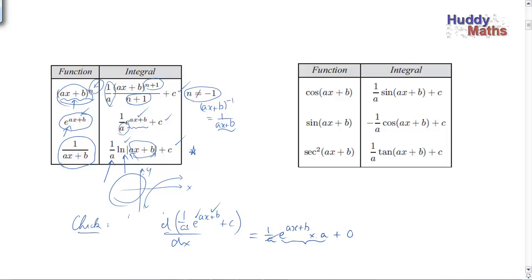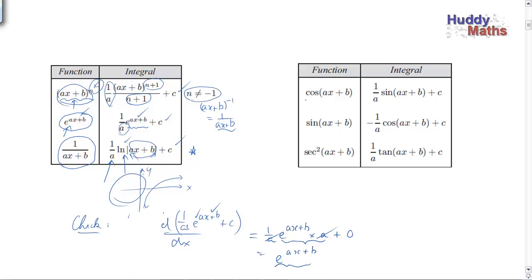Oh, that's why we had to divide by the a, so that we cancel that out and just get e to the ax plus b. So just notice that. You can always do that. When you've integrated, you can check it because on differentiation, that should give us the original function back again.